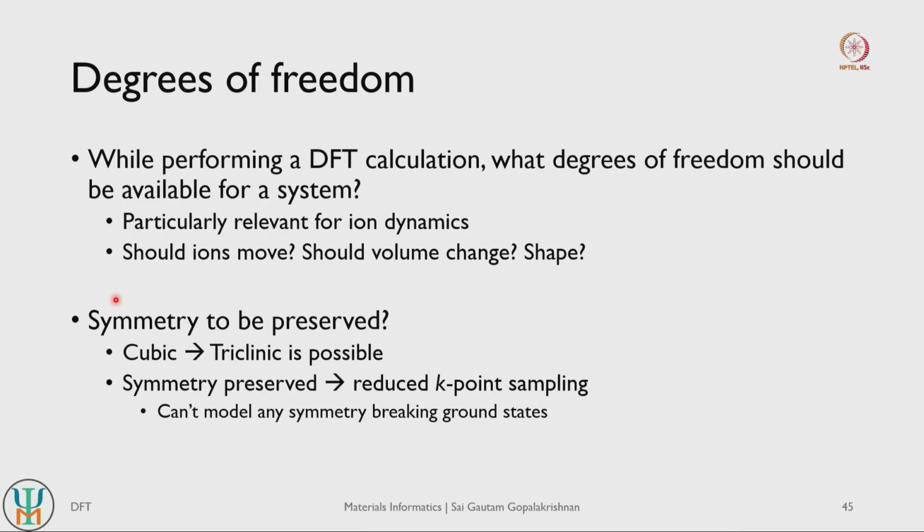The other important design choice to keep in mind when it comes to a DFT calculation is how many degrees of freedom you give your system. For example, are you only allowing the electrons to be relaxed, so you are considering the structure to be static, or do you also consider ions to move? If ions can move, should you keep your box, your lattice parameters, the same, or should you also change your lattice parameters? What about the shape of the box?